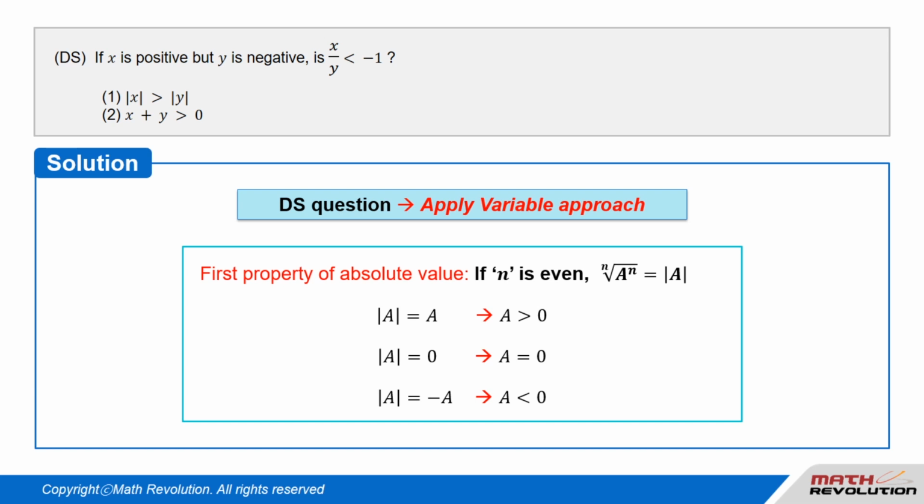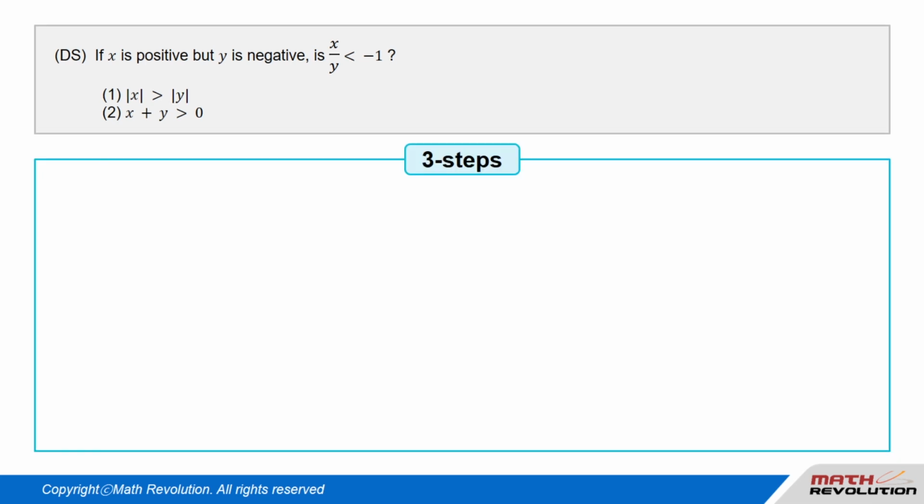Now, the absolute value of a can take three values. The absolute value of a equals a when a is greater than 0. The absolute value of a equals 0 when a is equal to 0. The absolute value of a equals negative a when a is less than 0. Let's apply the 3 steps of the variable approach.